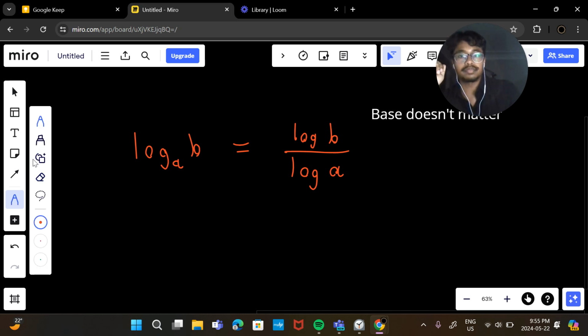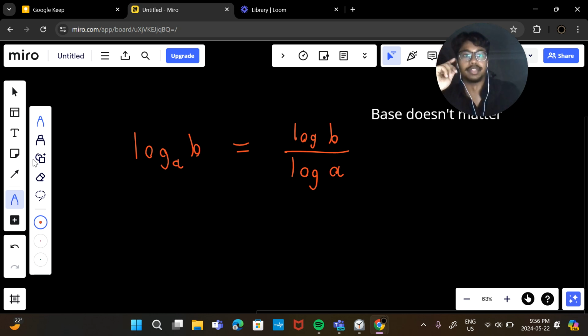So if it's 10, then you don't have to put anything. But basically, if you have any other base, or even if you have a base of 10, you have to use this formula. Anyway, you can ignore what I just said there and just look at the formula. Essentially, just remember that in order to calculate this, we have to divide log b by log a.